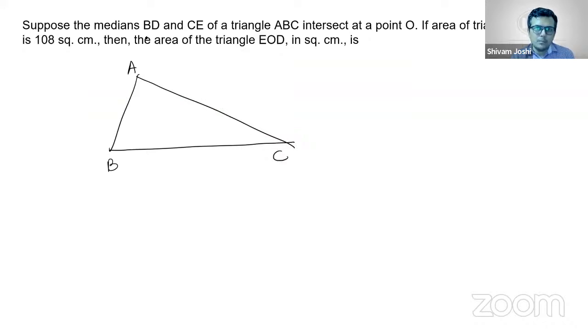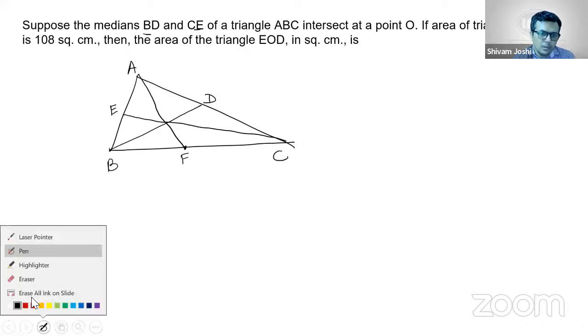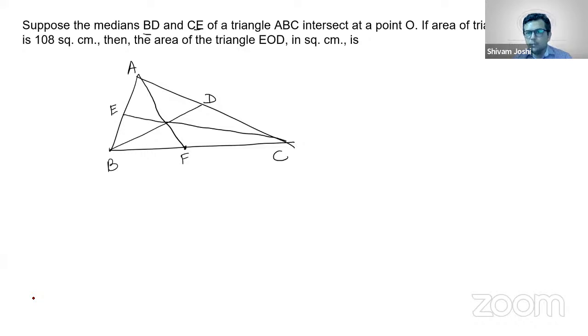ABC, medians are BD and CE. I'm drawing the third median. Let's say it is F. Okay. Now, can we use the midpoint theorem? Forget about the medians right now. Can we use the midpoint theorem? What is the midpoint theorem? If you join the midpoints, the middle triangle will have an area which is 1/4 of the total area. Correct. We know that.